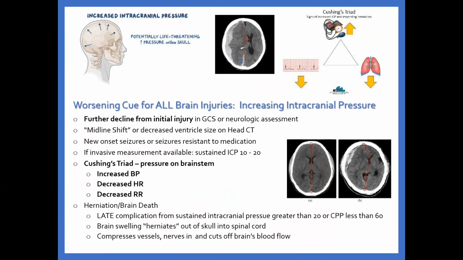Because all the interventions are based off of your neuro assessment. So when you call the doctor with a declining neuro assessment, you're going to CT scan. Your assessment is everything, and your assessment is the first cue to worsening problems. The other thing we can see is, if your brain injury is getting worse, they may see that you are shifting or losing ventricle space.